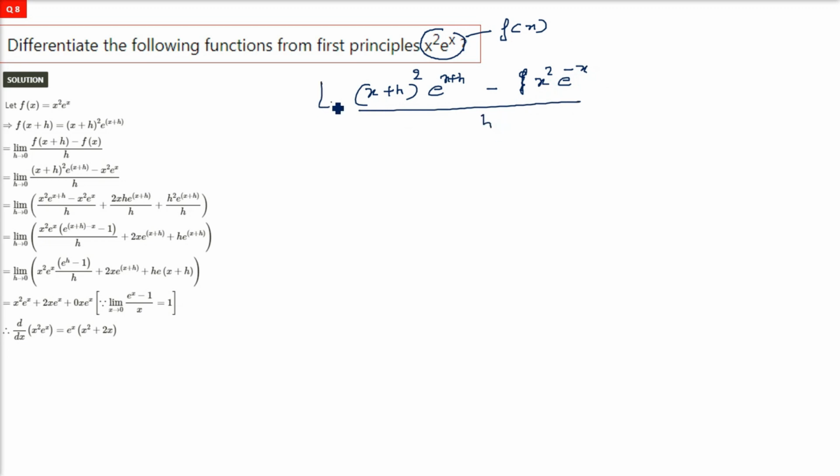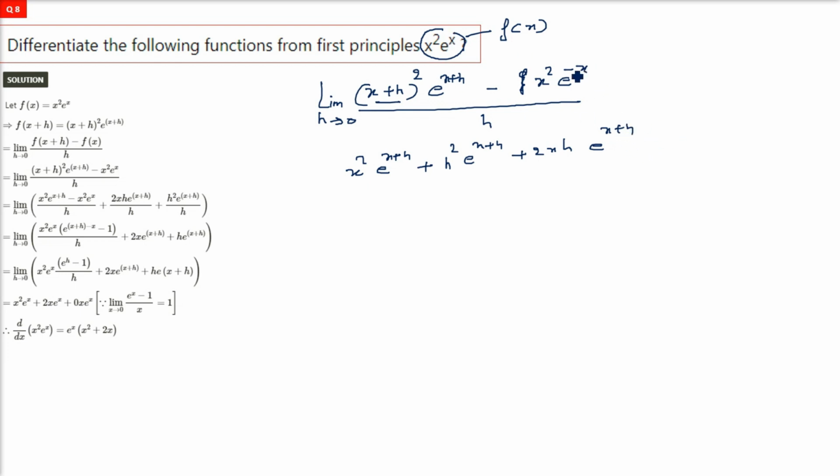Division by h and limit h tends to 0. Now these two things will be used. This limit h tends to 0 and division by h I am going to use wherever it is required. But whenever you are writing, you have to write this limit h tends to 0 and divide by h in every step. So now let us open x plus h whole square: a square plus b square plus 2ab, x square plus h square plus 2xh. Multiply it with e to the power x plus h. So this is how it will be formed.